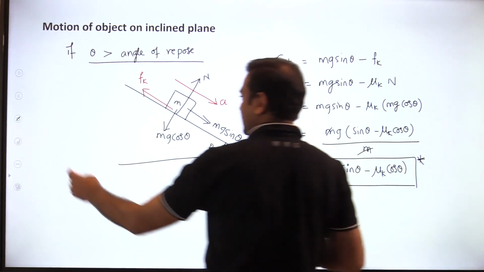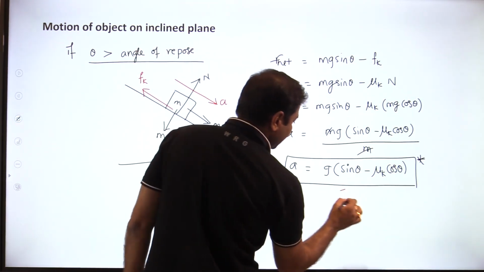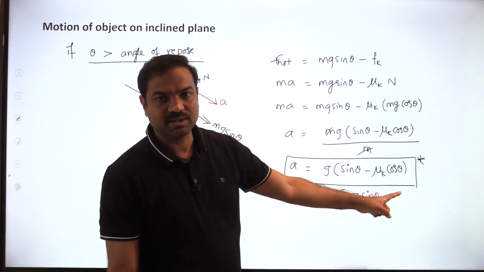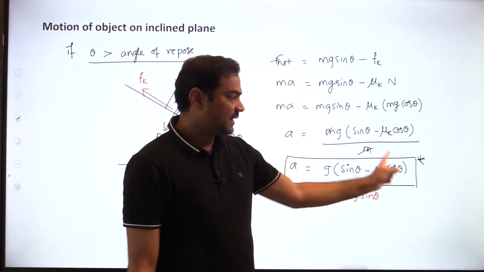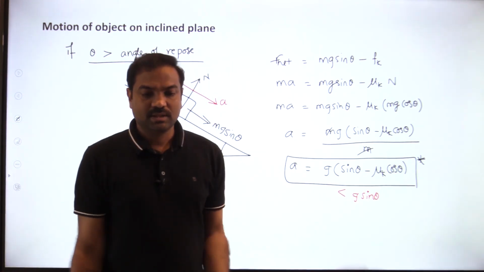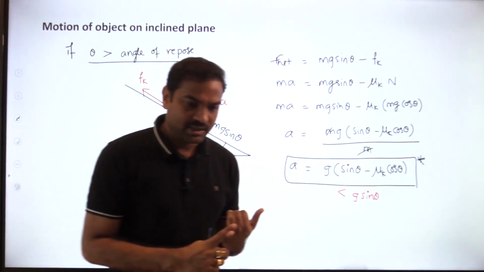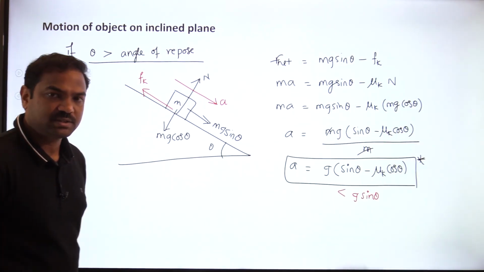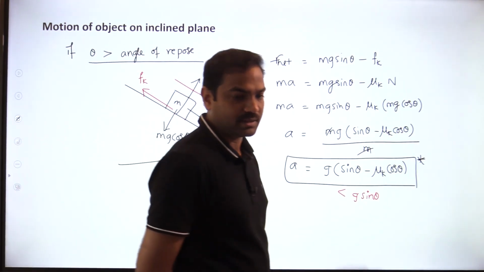Can I say this acceleration is more than g sin theta? Obviously not, since g sin theta minus something is there. That means definitely this value will be less than g sin theta. So will the block have more acceleration on a smooth surface or a rough surface? On a smooth surface the object will have more acceleration than on a rough surface.